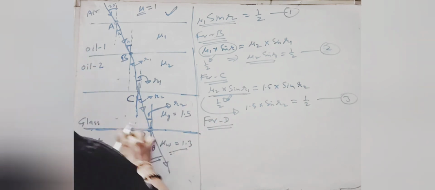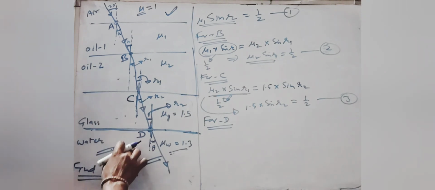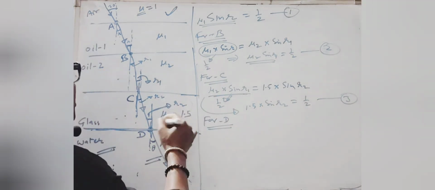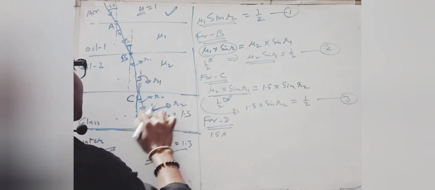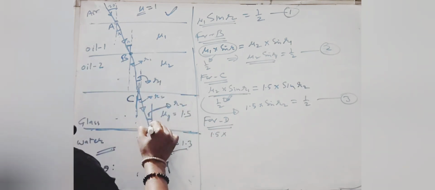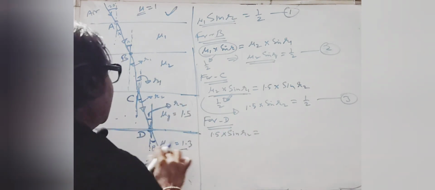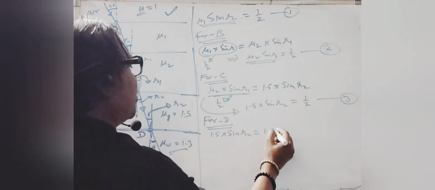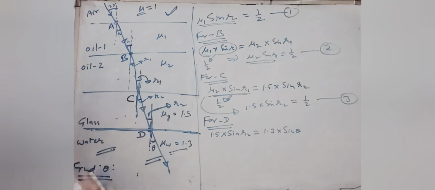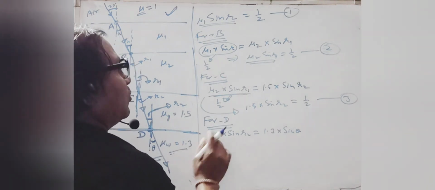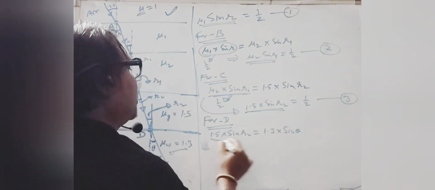Now, at the point D, refraction is from glass medium to water medium. The glass medium refractive index is 1.5, and the glass medium angle is R2. This is R2, an alternate interior angle, so it will be R2. And here, the refractive index is 1.3, and the angle in the water medium is theta. So 1.5 sine R2 is half.